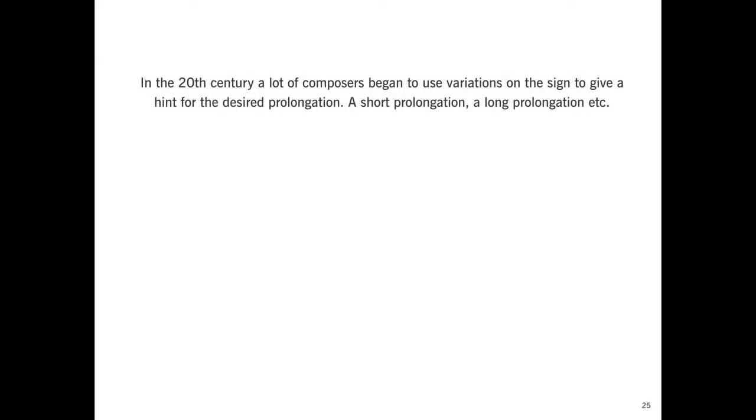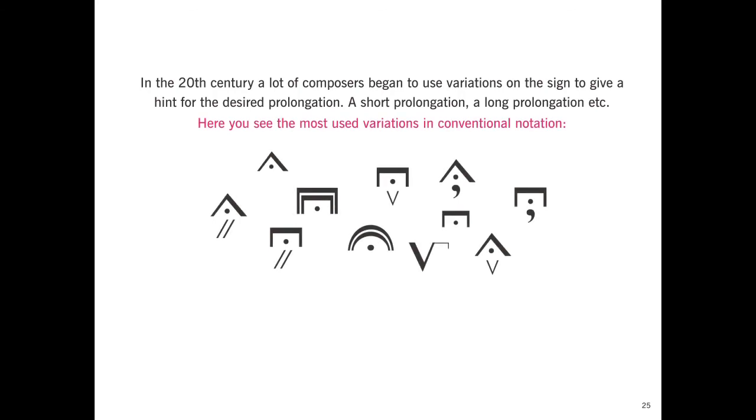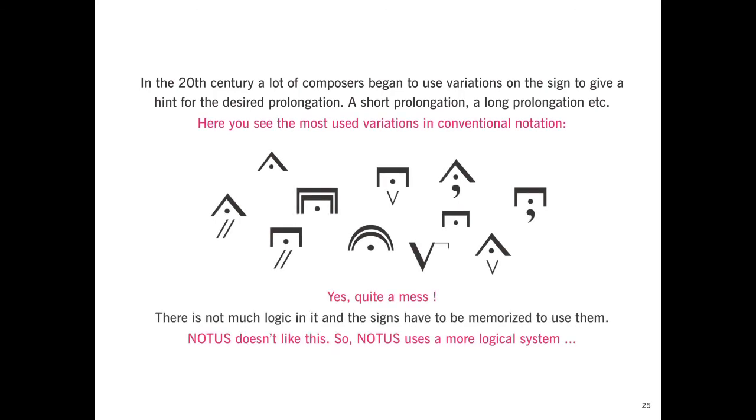In the 20th century, a lot of composers began to use variations on the sign, to give a hint for the desired prolongation. A short prolongation, or a long prolongation, etc. Here you see the most used variations in conventional notation. Yes, quite a mess. There is not much logic in it, and the signs have to be memorized to use them. Nodus doesn't like this. So, Nodus uses a more logical system.